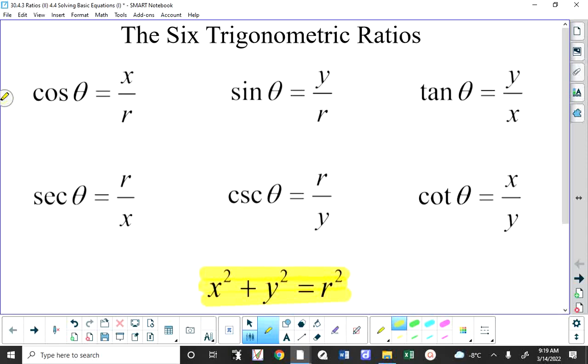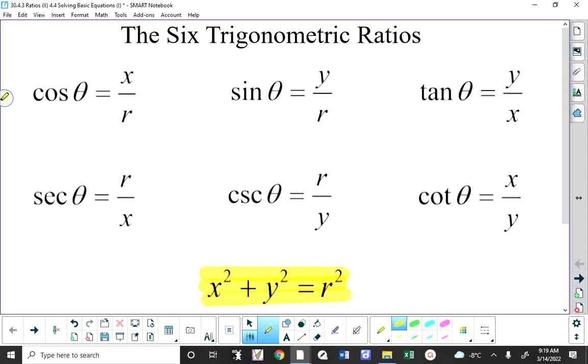And then what was new last week on Friday was secant of theta is the reciprocal of cosine of theta. And on your formula sheet, you're given that information, but you're not given the definition of any of these in terms of x, y, and r. But you are told on your formula sheet that secant of theta is the reciprocal of cosine of theta.